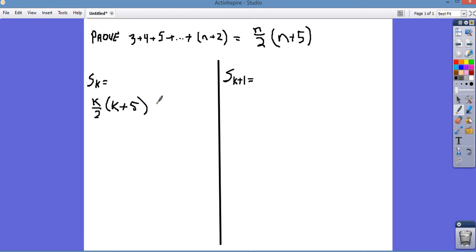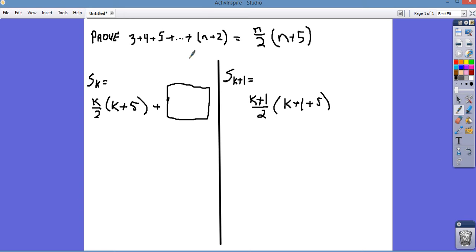Now we're going to add something to this, but I'm going to leave that blank for the moment. Just put a big box here. Over here we're going to substitute. We're going to say what's the sum of the next number in the sequence. So everywhere we have n, you're going to substitute k plus 1. So you're going to have k plus 1 over 2 times, again, we're going to substitute k plus 1 plus 5. Pardon me, I'm drawing with a mouse. I'm not very good with that.